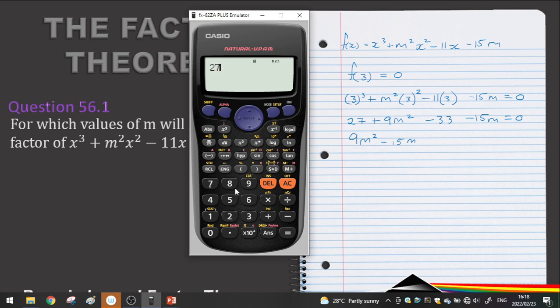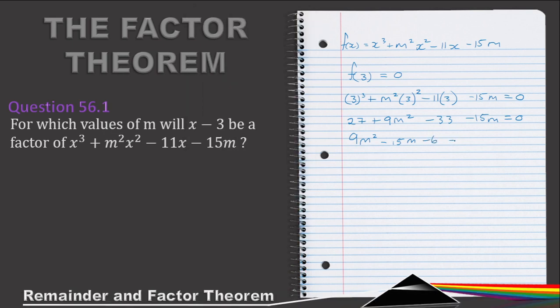Okay, that gives us negative 6 equals 0. Alright, so what happens now, we have to factorize, but we can first just divide everything by 3 to simplify it a bit. This gives us 3m squared minus 5m minus 2 equals 0. And then when we factorize that, factors of 3, factors of 2, we need to get negative 5. One side needs to be swapped.